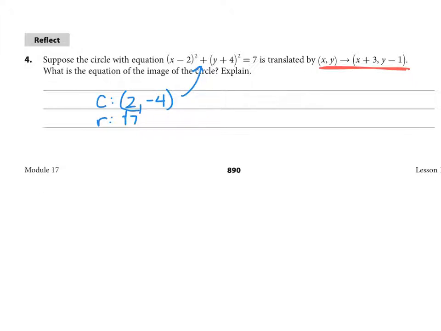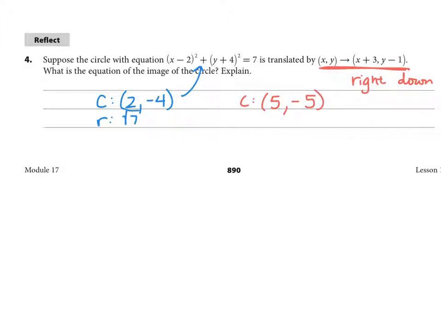So remember transformations, when we add or subtract, all we're doing is a translation, shifting left, right, up, or down. So this +3 is going to move us right 3, and the -1 is going to move us down 1. So we need to think about those transformations on our center. That means our new center is going to be, if we shifted right 3, that's going to put me at 5 and at -5.